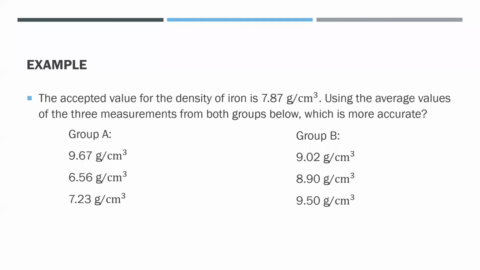The accepted value for the density of iron is 7.87 grams per cubic centimeter. Using the average values of the three measurements from both groups below, which is more accurate? To find which is more accurate, we first have to find the average of each dataset. To find the average, we have to add all the numbers in the set. Then we divide by how many numbers there are.